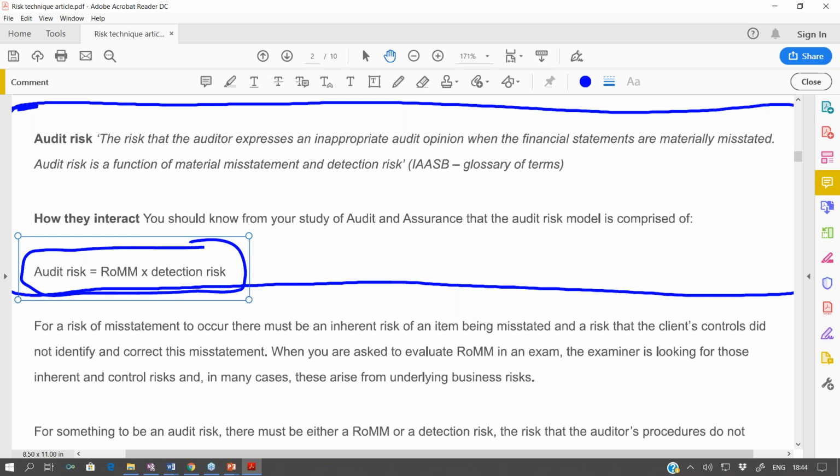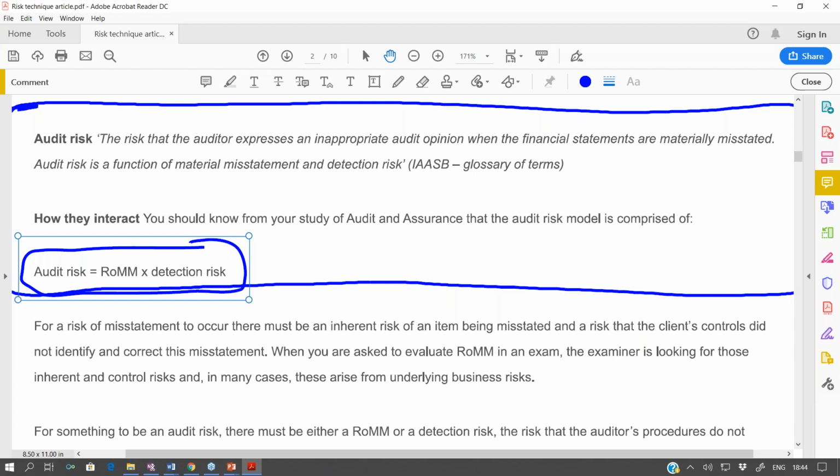Audit risk is equal to ROMM multiplied by detection risk. Now that means when you're attempting a question on audit risk, risk of material misstatement is a very, very important part of it. You all know that risk of material misstatement also comes as a separate question. So at times the examiner even asks you in the exam paper, evaluate the risk of material misstatement.